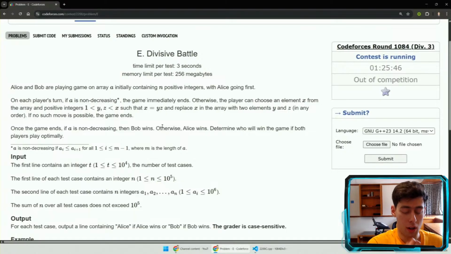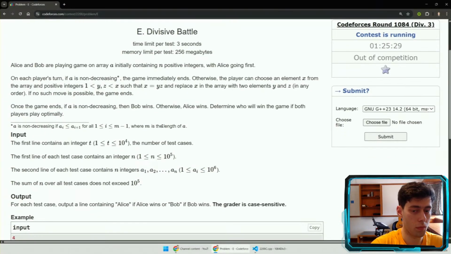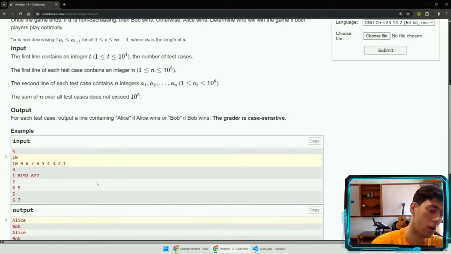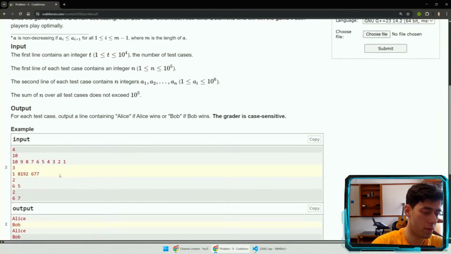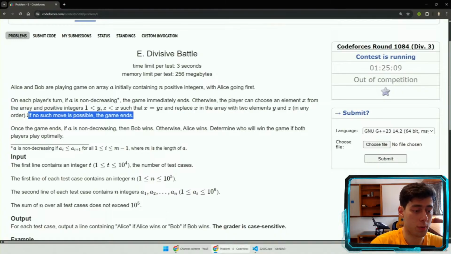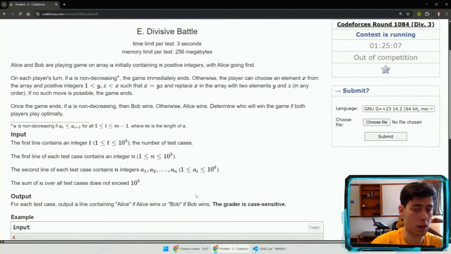Who will win? So Bob is trying to make the array non-decreasing at any point, and Alice is trying to stop that. So Alice goes first. If the array is non-decreasing, then it's just over and Bob wins immediately. If the array is initially not non-decreasing, then Alice is going to start. And if there's no move possible, she just wins. If there is a move possible, she has to make it.